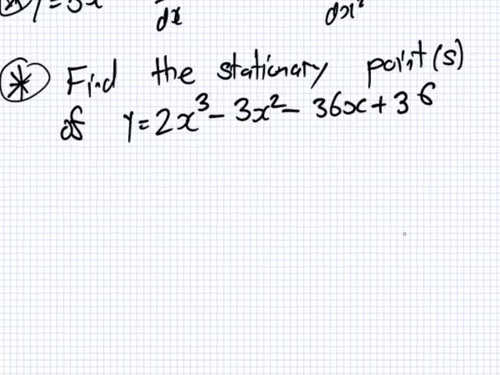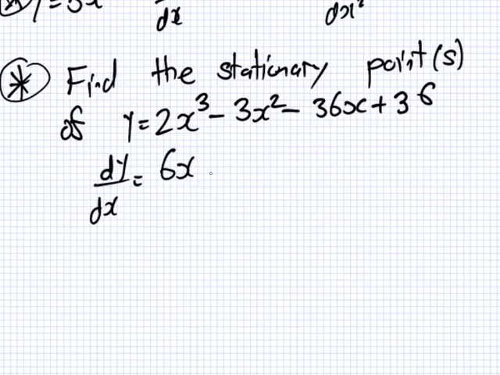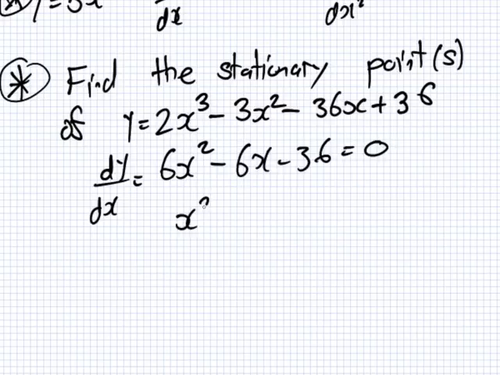Okay. So before I do anything, I have to get the derivative. So let's get the derivative. 6x squared minus 6x minus 36 equals 0. So that's x squared minus x minus 6 equals 0.